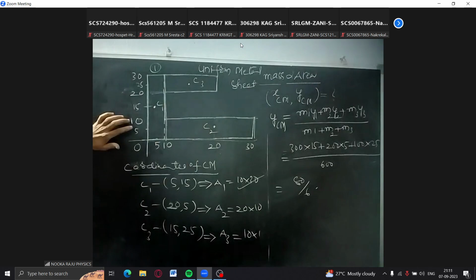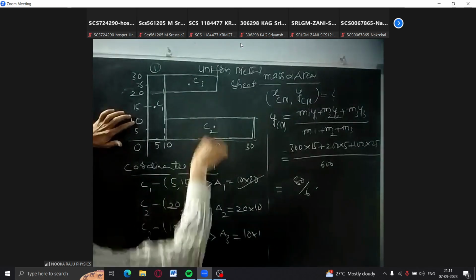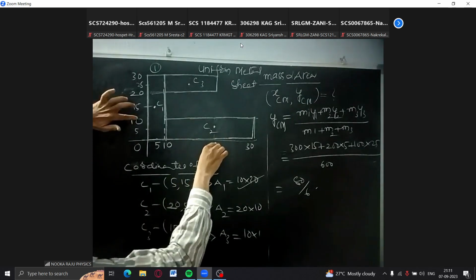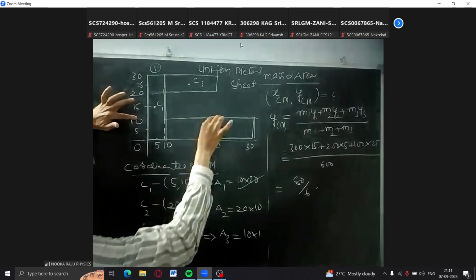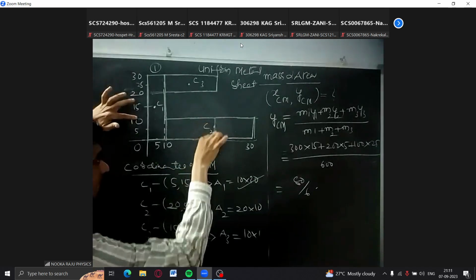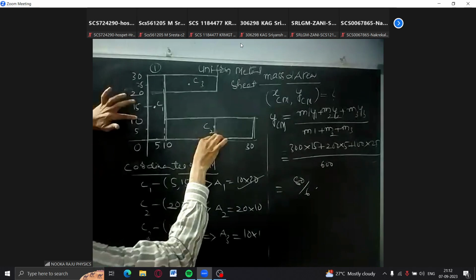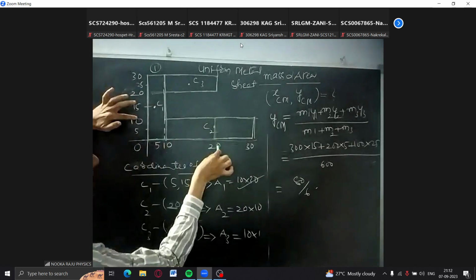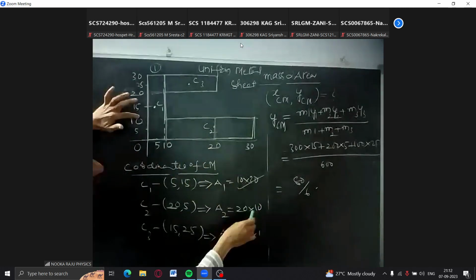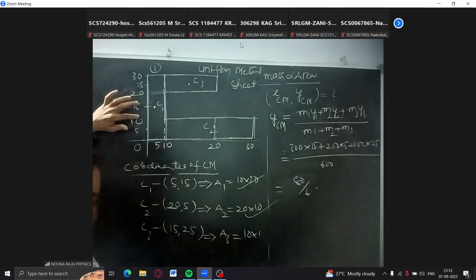Coming to the second part area. Now this is the center of mass of the second part, 20 into 10. Try to understand this point. This is the 20 part, where the center of mass is located. 0 to 20, 20 into 10. This is the second part area. Okay, got it?